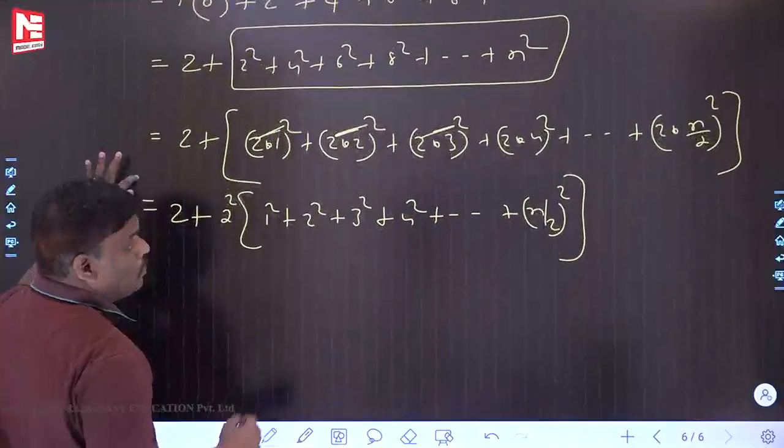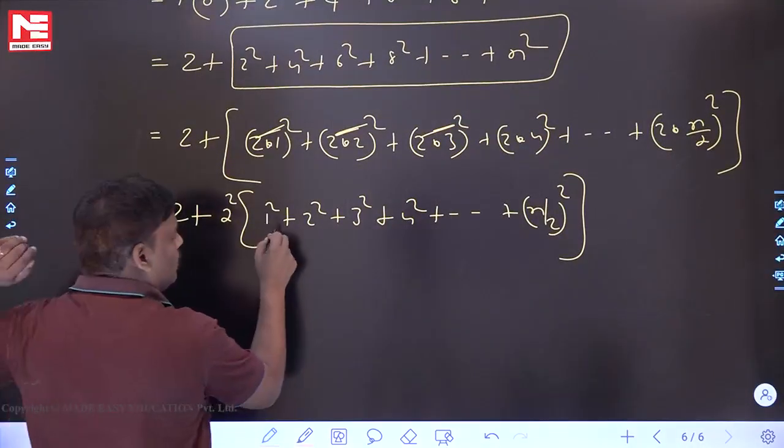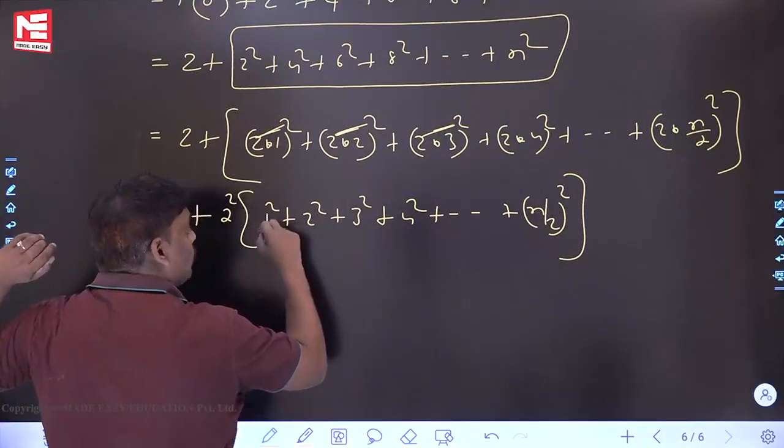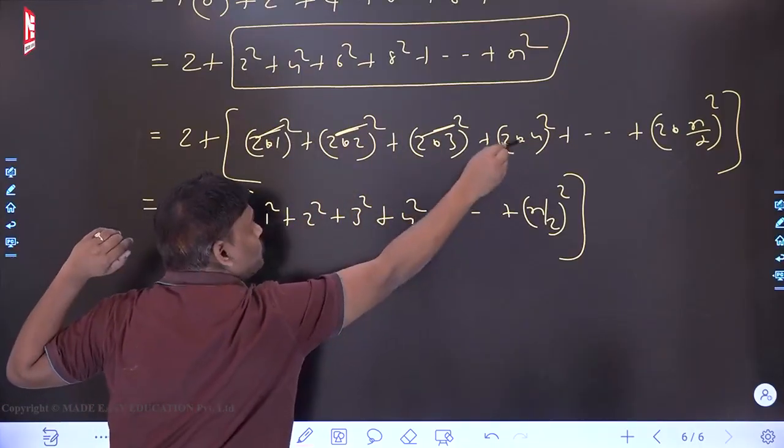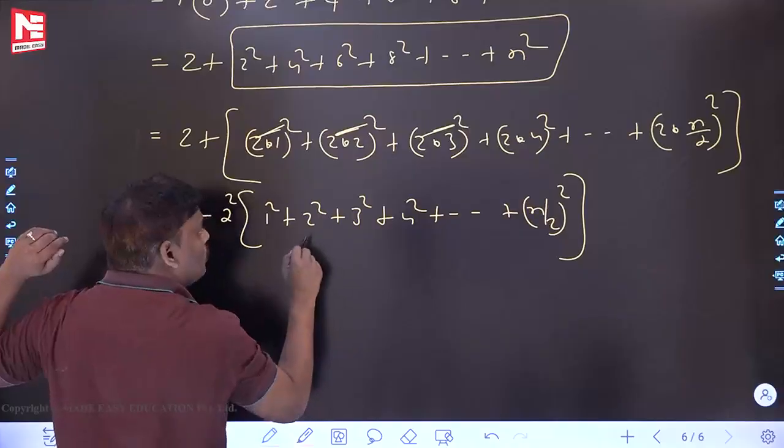Some people are asking, sir, how n by 2 whole square? This one is covering all natural numbers. You only say these are even terms, but you are covering all natural numbers. So what is the answer?